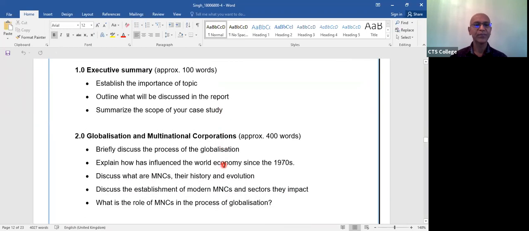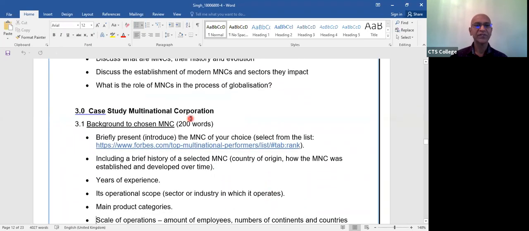The second section of your report is globalization and multinational corporations. So you'll briefly define and describe the process of globalization, explain how it has influenced the world economy since the 1970s. And this will be informed by your research from CW1. So much of this information has already been collected in your research at CW1. Then you will define what MNCs are, their history, their evolution, the establishment of modern MNCs, the sectors they impact, and the role that MNCs play in the globalization process. Again, this was discussed at great length last day, and I will not discuss it in detail today.